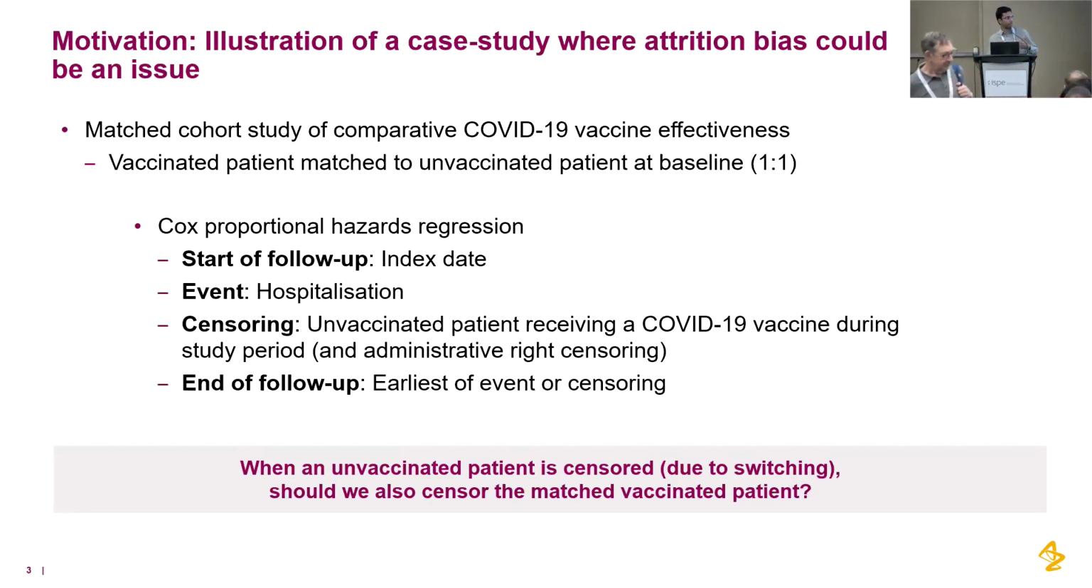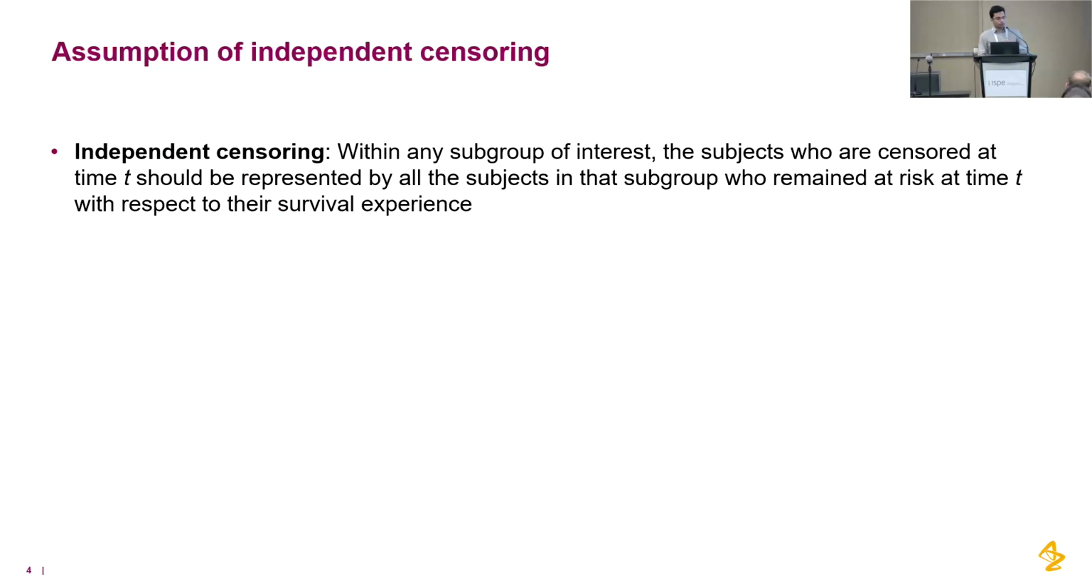So the question essentially that we're asking here is, when an unvaccinated patient is censored due to switching to receiving vaccination, should we also censor the matched vaccinated patient? In broader terms, when we're doing a matched cohort study, when one member of a matched unit is censored because of having their exposure status changed, should we also be censoring all members of that matched unit at that point in time?